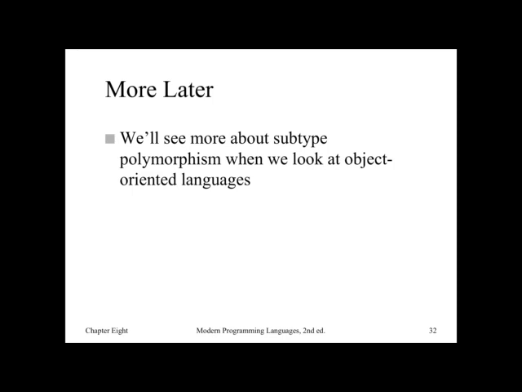Okay, and then later on when we get into the chapters, I don't remember when they show up. Chapter 12 maybe? I don't remember. Anyway, out in the front when we get into object-oriented stuff, 13 it starts to look at Java and some of that. Then we're going to see more about that subtype polymorphism. But for now, that's going to be adequate.